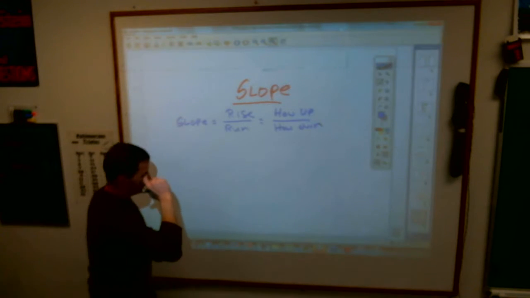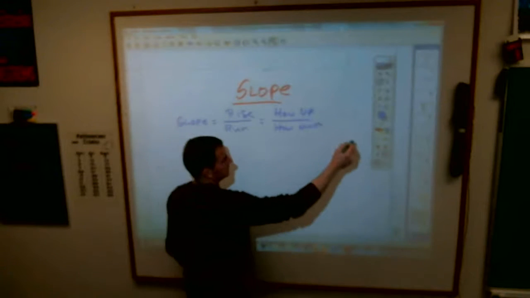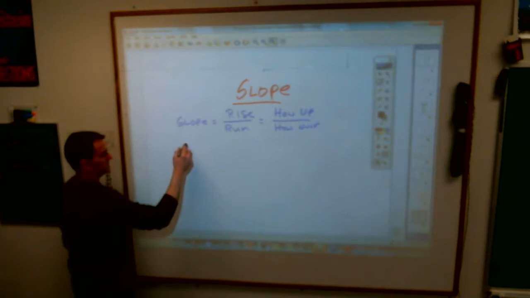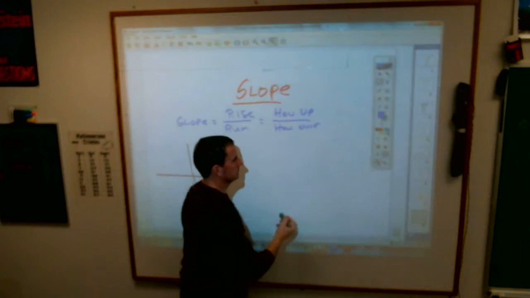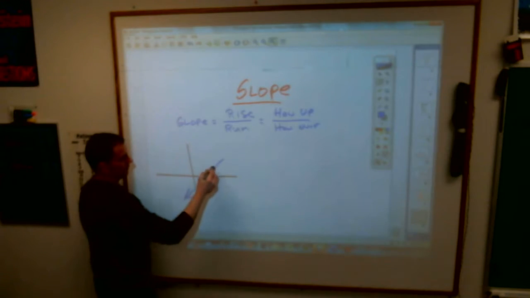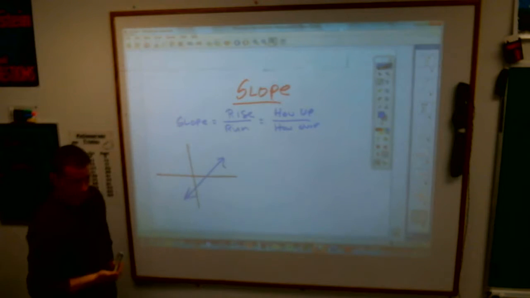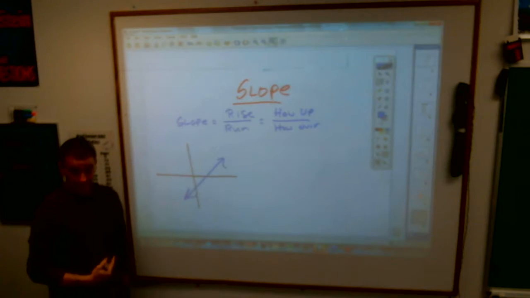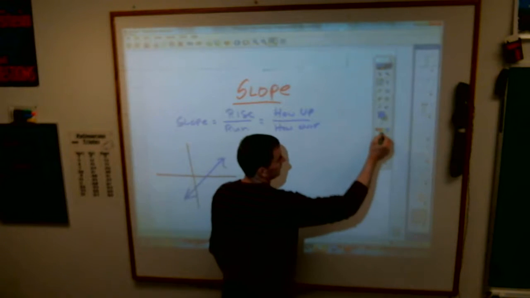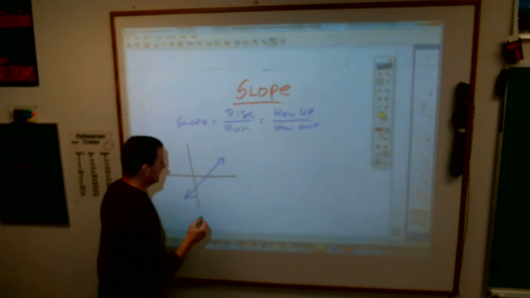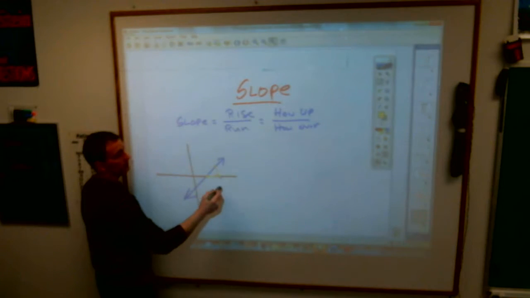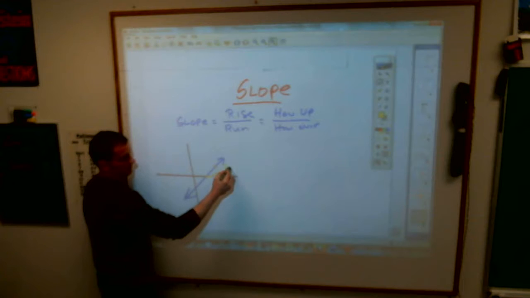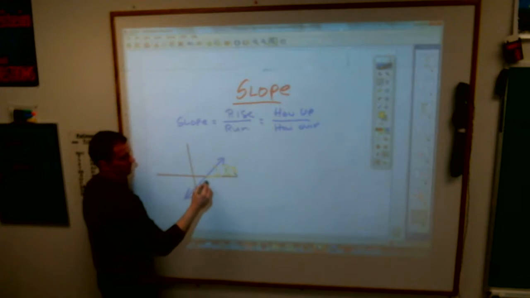If you remember back in the day, last year, I don't know if we've done this much this year, I'm sure we've done it a little bit, when you had a line and you tried to figure out the slope, what did you have to do? Remember, you had to find a couple points where it crossed X and Y lines, make a right angle, count how high it is, and make a fraction over how wide the thing was.